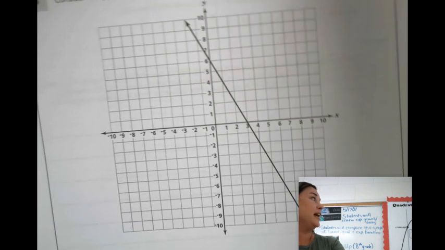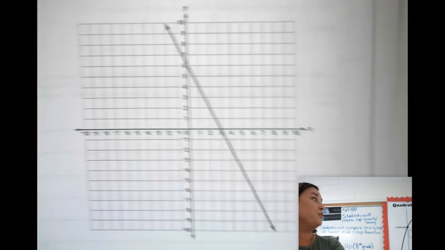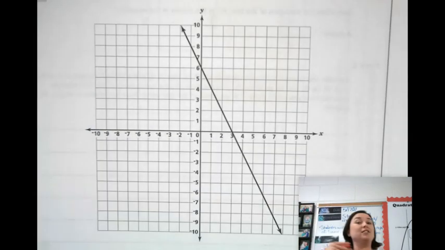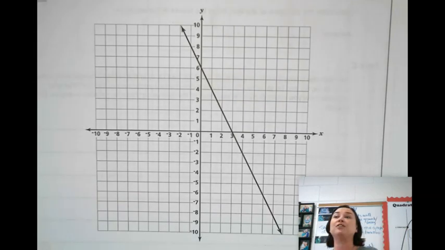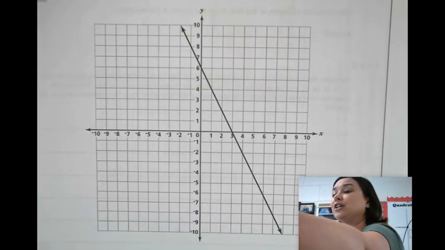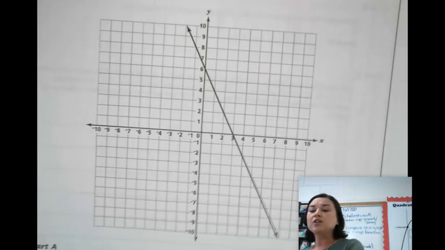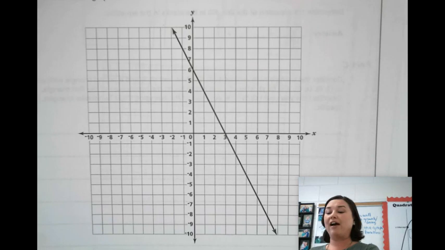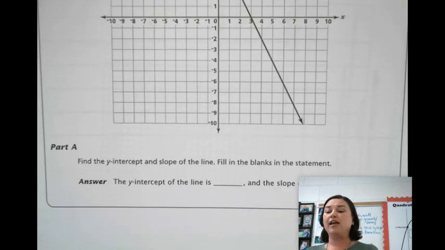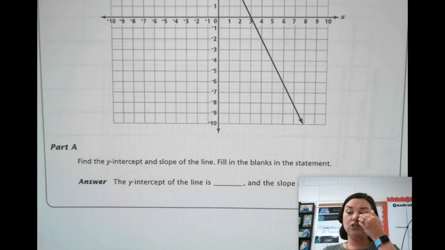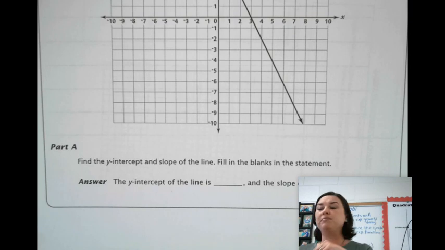So this is a review for SC Ready, which is the 8th grade test, but this is also one of those standards that I told you is a double standard in that it covers for 8th grade SC Ready and for Algebra 1 EOC. So this question could be on either test. It says, consider the graph below. Part A, find the y-intercept and slope of the line. Fill in the blanks of this statement.